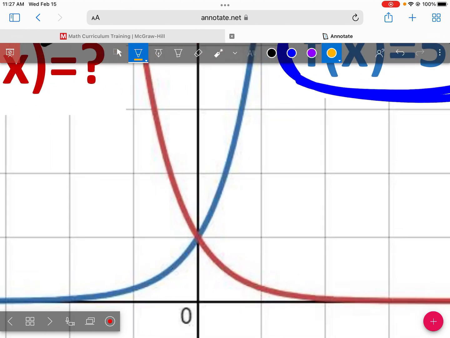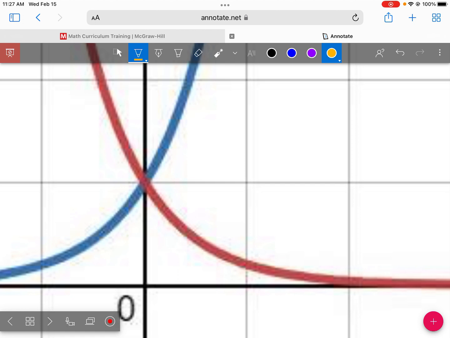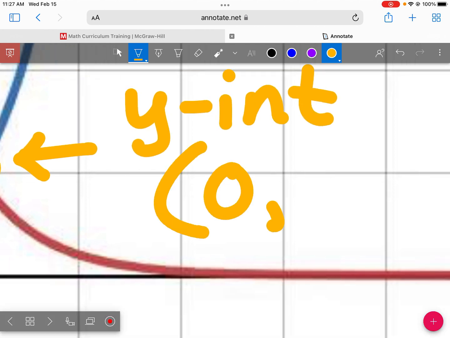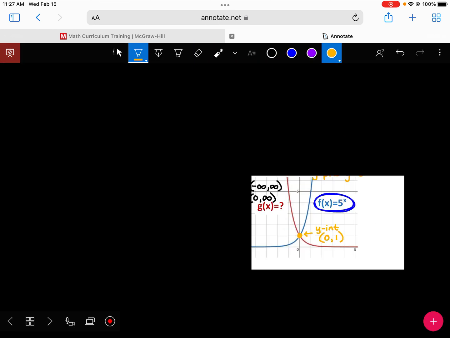Is there anything else at all that you could tell me about this graph? I see one other thing that I could do. What is that word when they cross? Special point on here that sometimes gets named. Y-intercept. Where's that y-intercept at? At 1. So we have a y-intercept at 0, 1. That is probably everything I can think of to write down here about this graph.